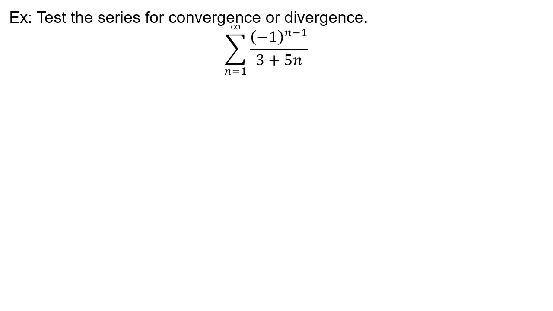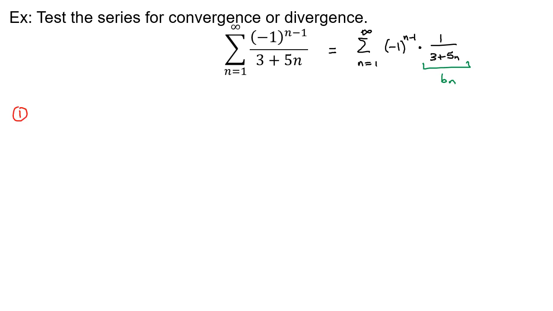Okay, let's try this one. Test the series for convergence or divergence. Here we have -1 to the n minus 1 over 3 plus 5n. Again, if you'd rather not have the -1 sitting on the top like that, this is actually the same thing. That's -1 to the n minus 1 times 1 over 3 plus 5n. The 1 over 3 plus 5n, that's your b sub n, so that's what we're going to be working with.